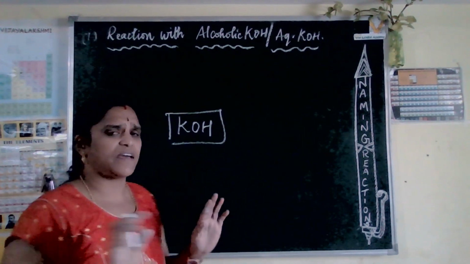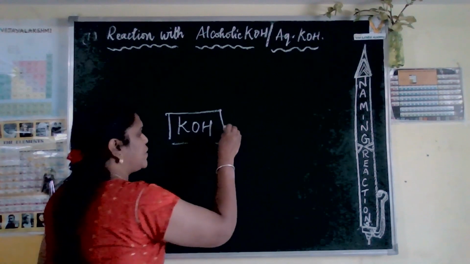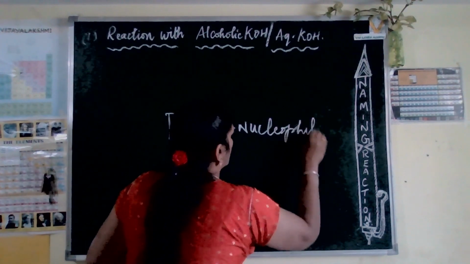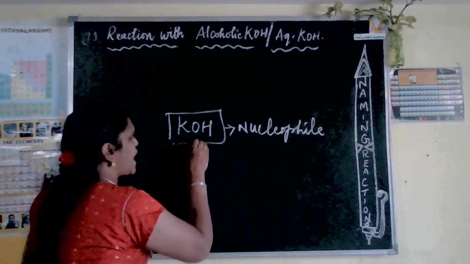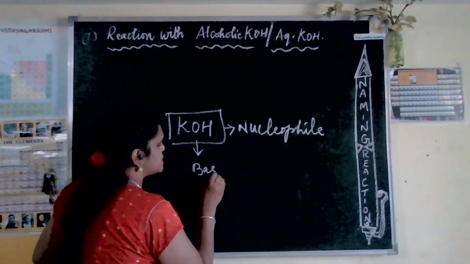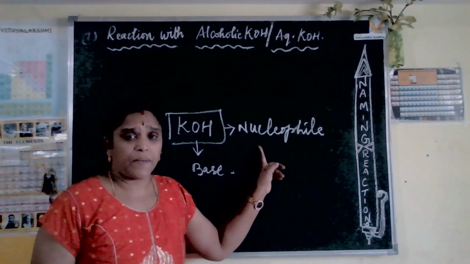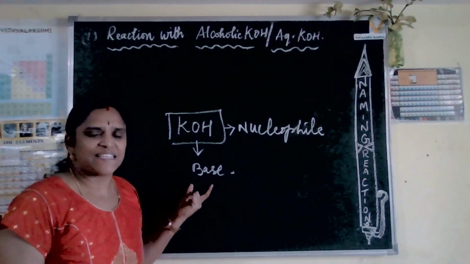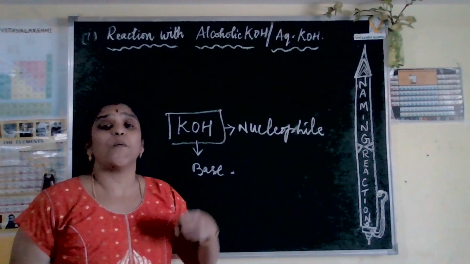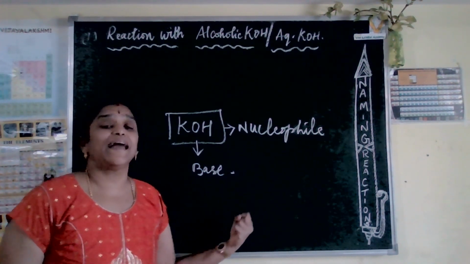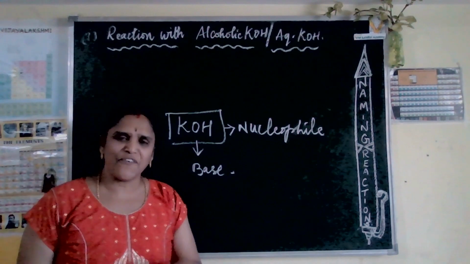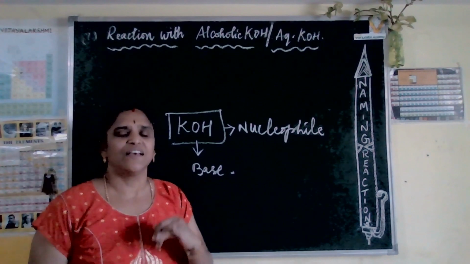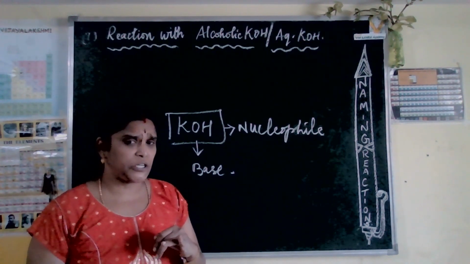Generally KOH is a very strong base, you know very well. Now, in one case it acts as a nucleophile, and in the other case it acts as a base. Nucleophile means it attacks the positive center, whereas base means it abstracts the proton. Now we are going to see where it attacks as a nucleophile and where it abstracts the proton, in these two kinds of reaction. One is the elimination reaction, the other is the substitution product.